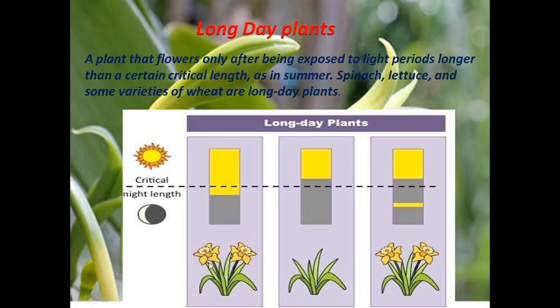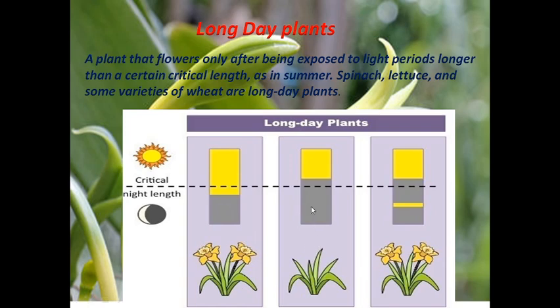What happens in the long day plants? The plants show flowering. The plants show flowering means they will bloom in the summer when the days are long and the nights are short. So I already told you spinach, lettuce and some varieties of wheat are long day plants. They require a photoperiod greater than the critical day length.